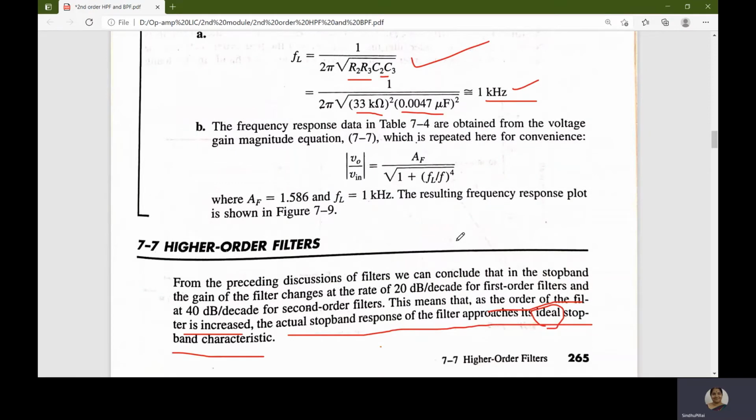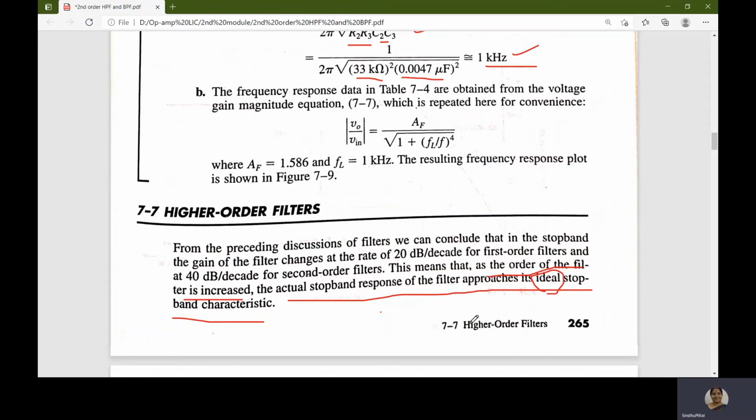And now we'll see what these higher order filters are. First we saw first order and second order. Next we'll see what third order and fourth order are and how to design them. One more important thing is, as the order increases, the stop band response of the filter will approach the ideal characteristic. That is important. So we'll see how to design a third order low pass filter.